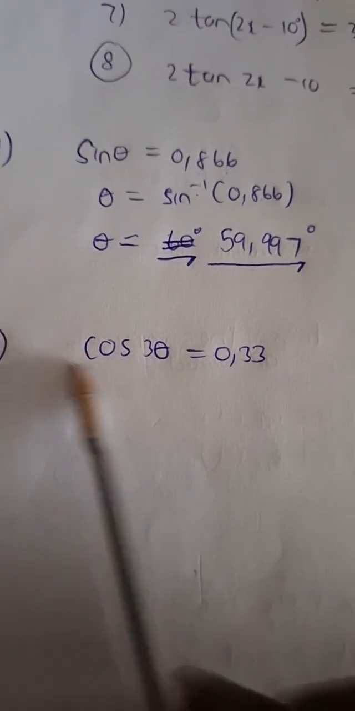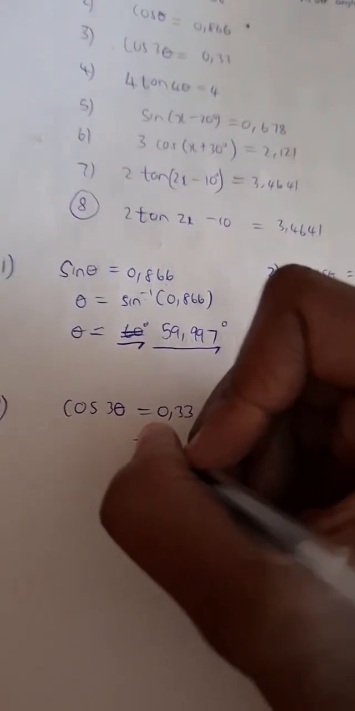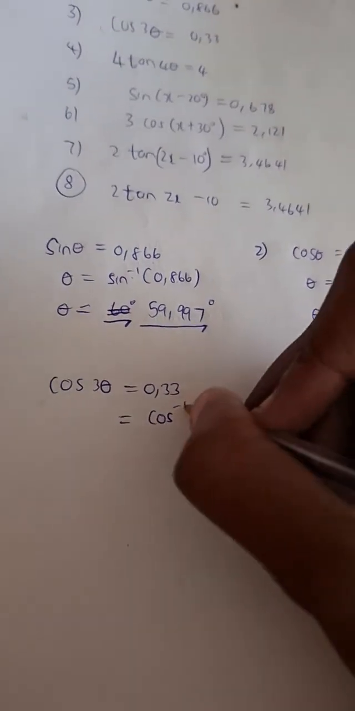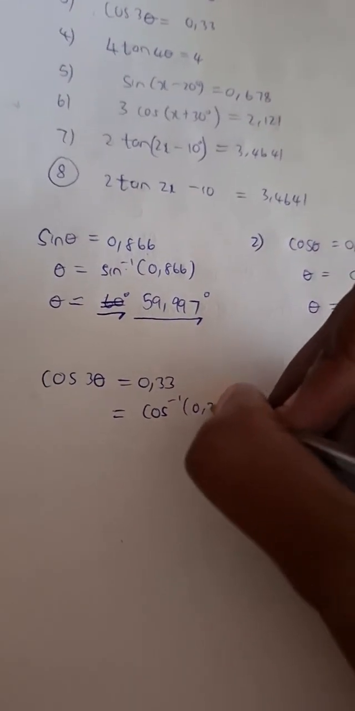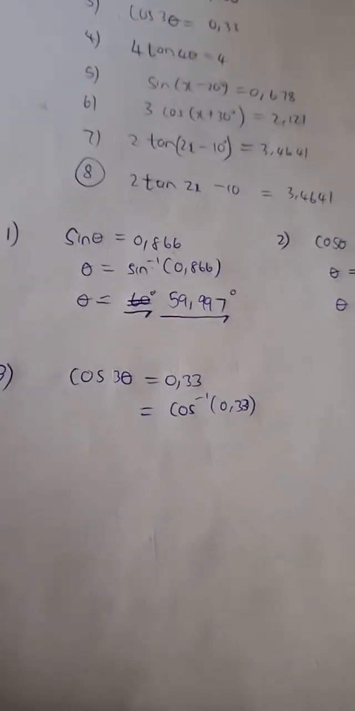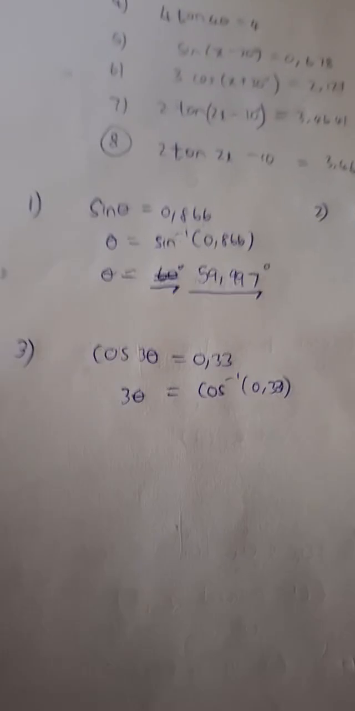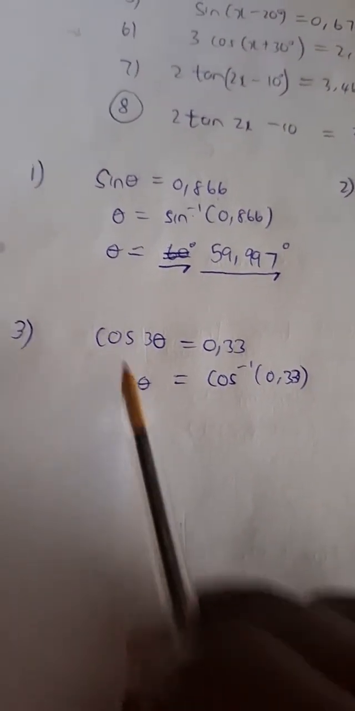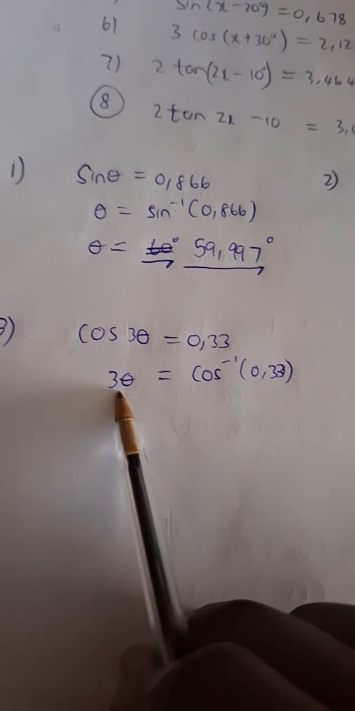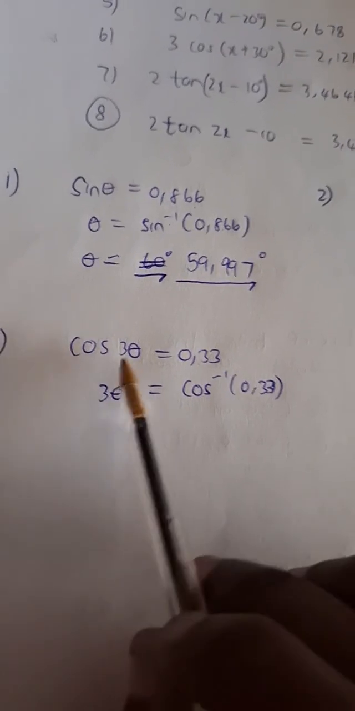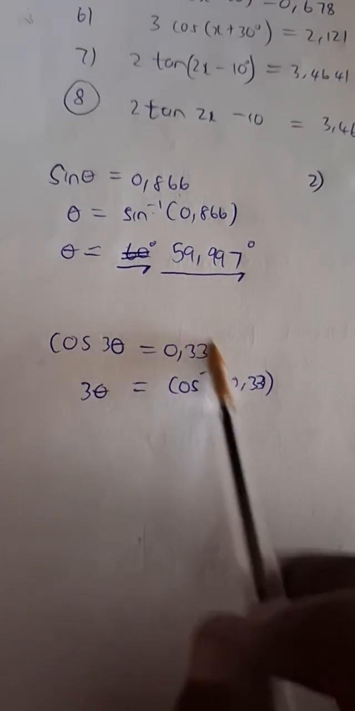Okay, so yes, we can't divide by 3, so what we do is we have the trig ratio isolated. So we take the arc cos on the right hand side, and then we allow the unknown angle to be isolated with its coefficient 3. Please guys, let us not divide by 3 from the onset, because that is not allowed. So we take the arc cos of 0.33, and we're going to go to our beautiful trusted calculator, of course.